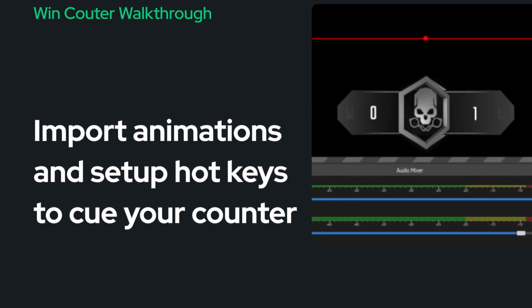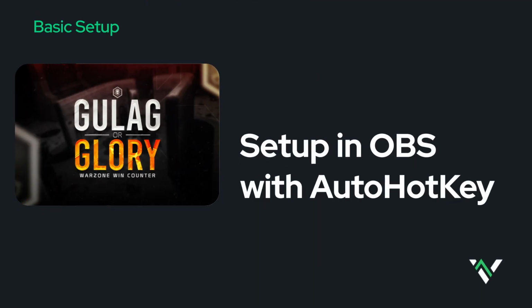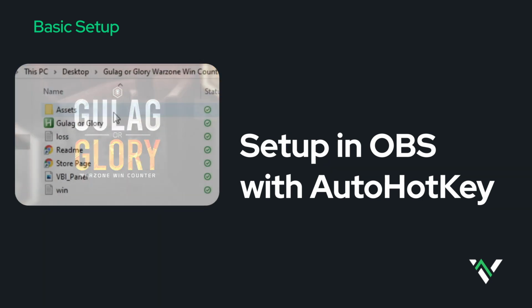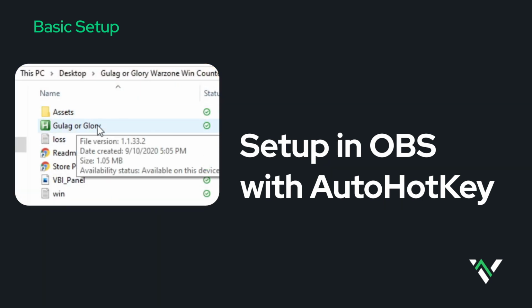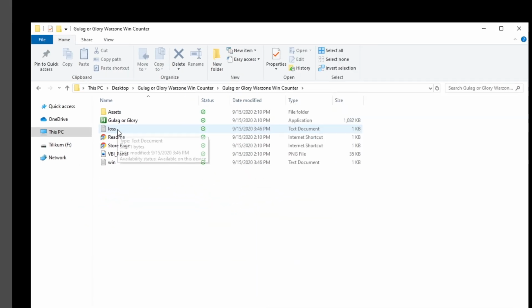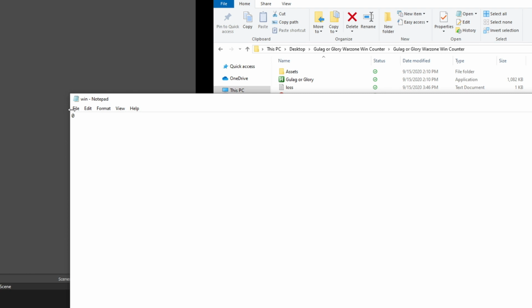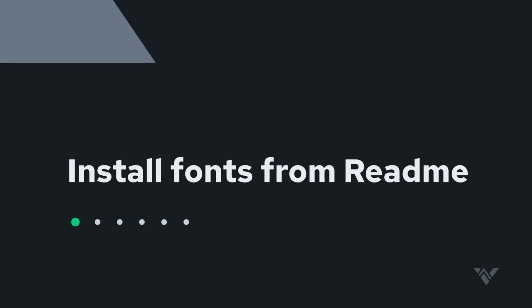So the first thing we're going to do to set this up in OBS is open up the main directory, and you'll see in here that we have the Gulag or Glory exe. That's the hotkey script which controls the value of the loss and the win text files. This is simply a text file which holds the value that OBS reads from in order to make sure your counter is accurate. Before we do anything, let's open up the README.